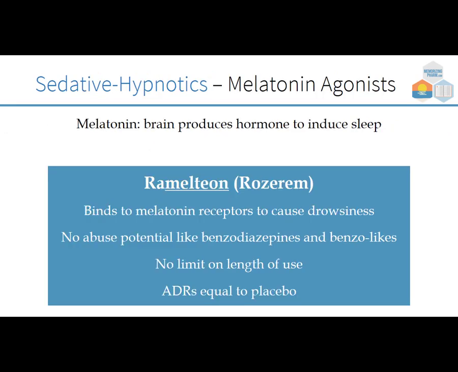Another form of a sedative hypnotic is a melatonin agonist. So again, an agonist activates, and melatonin in the brain is a hormone that produces sleep. Ramelteon, or Rozerem, and you can see the REM, like REM cycle, at the very end of that, or Roze rhymes with doze. That's another easy way to remember what it's for. Instead of giving the patient melatonin, we're just going to activate the melatonin receptors as if there was melatonin there, and that will cause drowsiness.